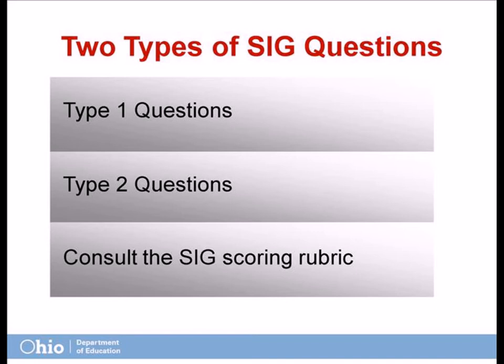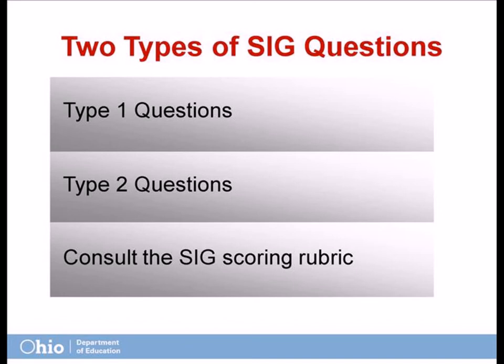Let's take a look at the 2 types of questions you will find in the grant application. To get the most benefit from this section of the webinar, you should refer to the scoring rubric. Type 1 questions contain a list of criteria that must all be present in the grant application in order for the question to receive any scoring points.